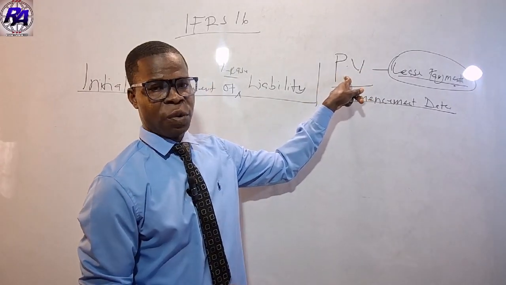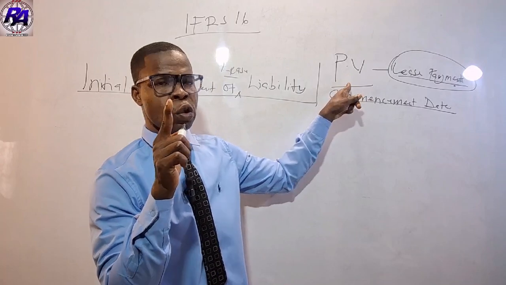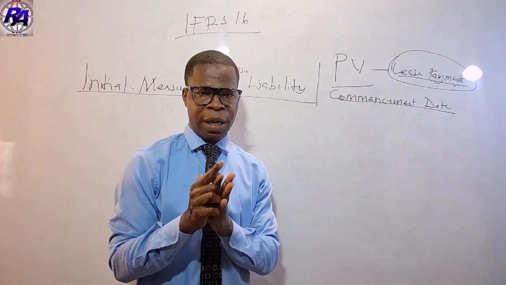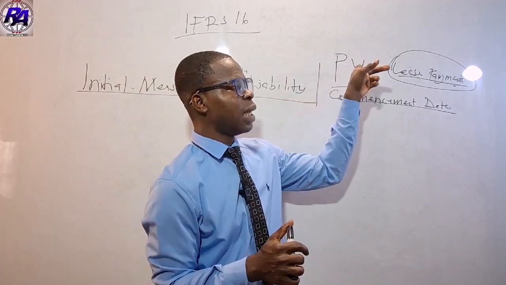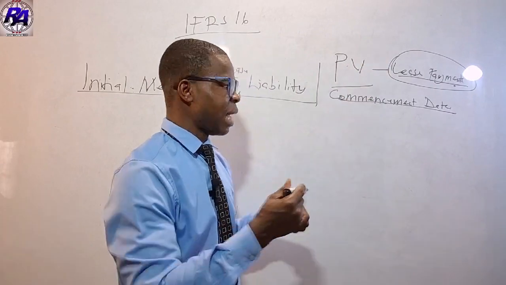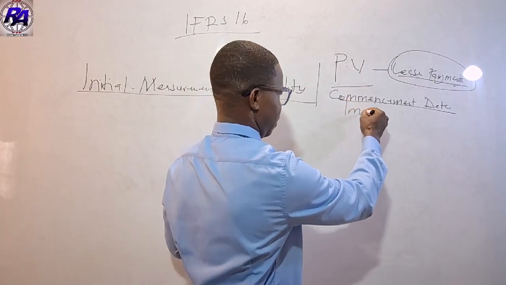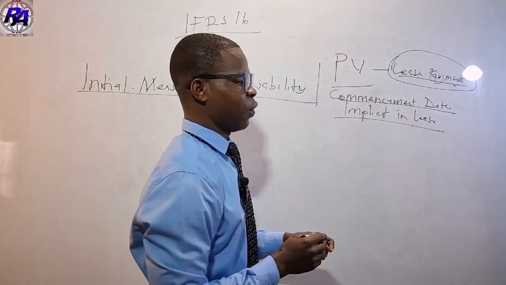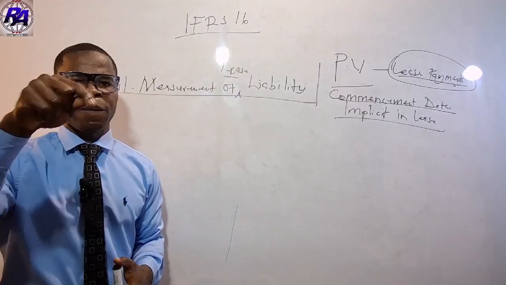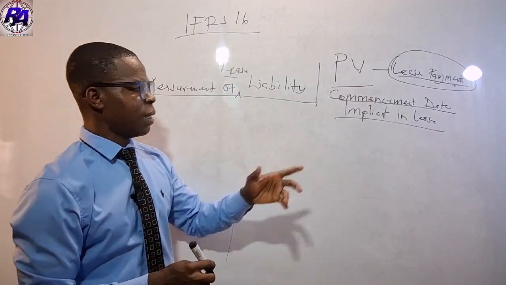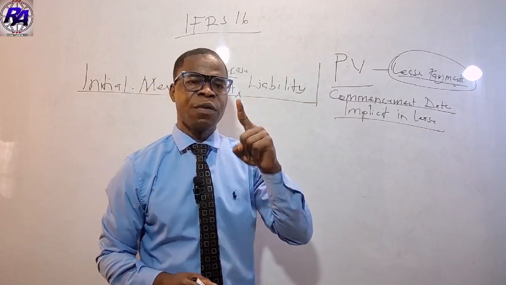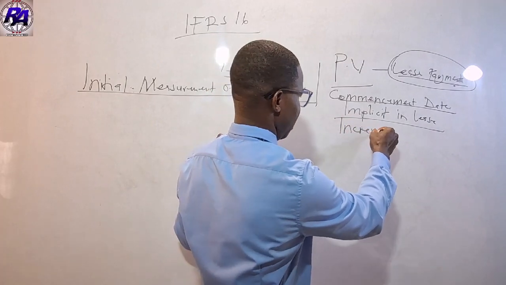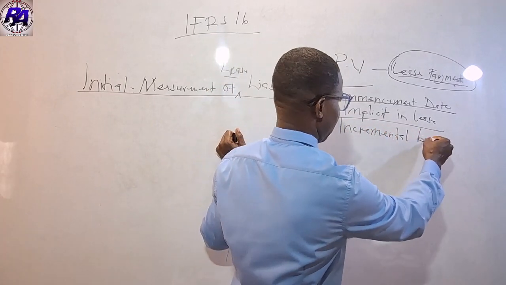This is present value, so we need an interest rate to be used in determining our present value. The interest rate to be used in determining the present value of the lease is the interest rate implicit in the lease. Not any other interest rate, but the interest rate that is implicit in the lease. If this interest rate is not determinable, then you will go for the lessee's incremental borrowing rate.